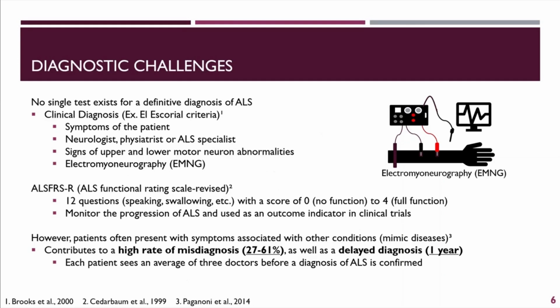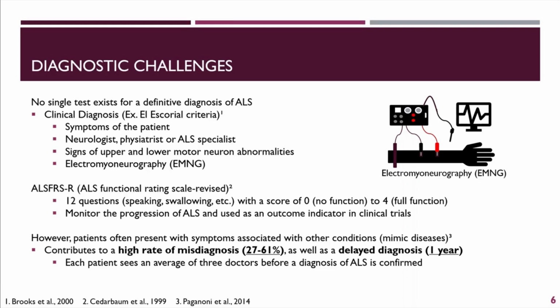So usually that involves a neurologist, a physiatrist, or an ALS specialist who might look, using something like an EMG, to see if there might be some upper or lower motor neurons that aren't quite working the way they should be. We also have the ALS FRS. It's a rating scale. Although it's not used for diagnosis, it does help with tracking prognosis, which can help paint a clearer picture.